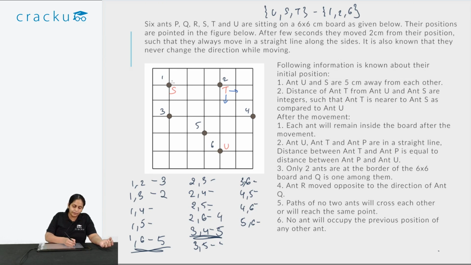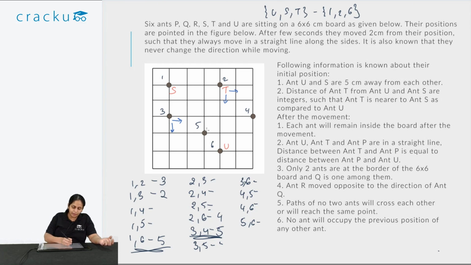If it moves up, it will take the position of S, which it can't do. If it moves right, it will come here. If it moves down, it will come here, and it can't move left. So it can either move right or it can move down. Okay, now let's consider the case for 5.